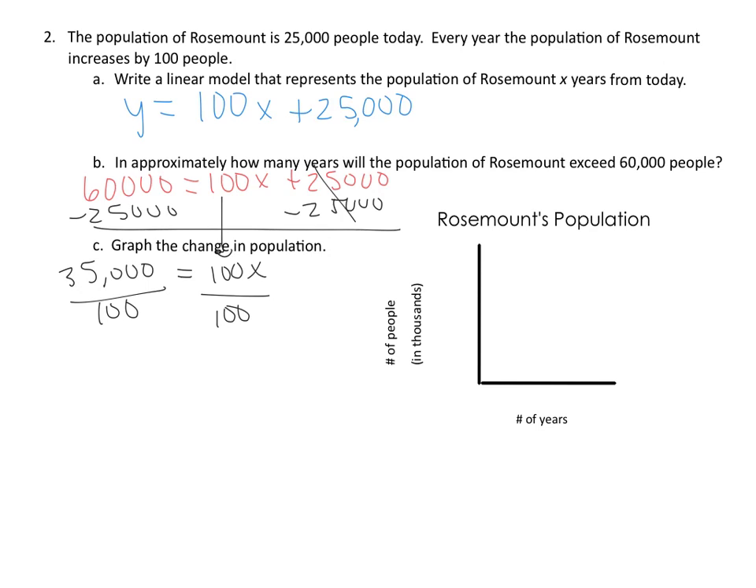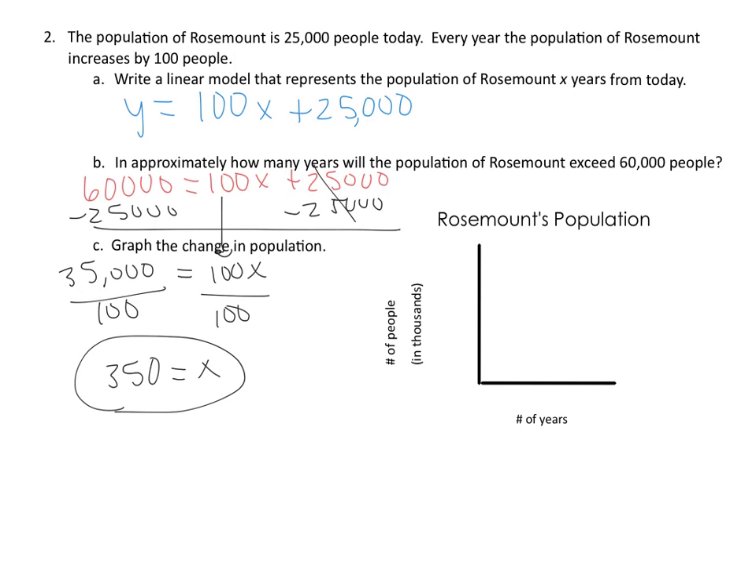35,000 divided by 100 is 350 years, is how long it would take if we wanted the population to get to be 60,000. Now, that's just assuming that each year, Rosemont only increases by 100 people. But we know that Rosemont probably has more than 25,000 people and is growing right now by more than 100 people a year. But if this was what were really happening, it again would take 350 years to get to a population of 60,000.